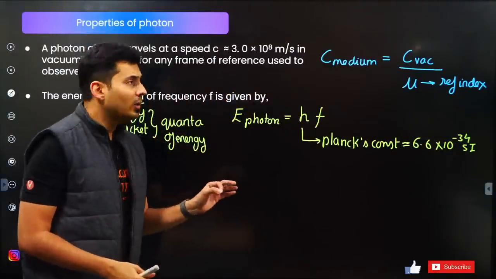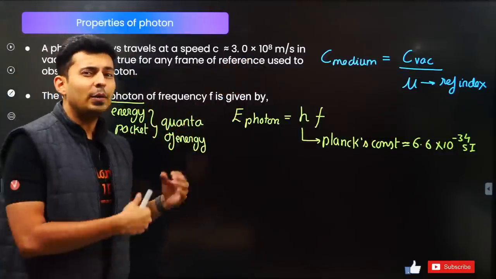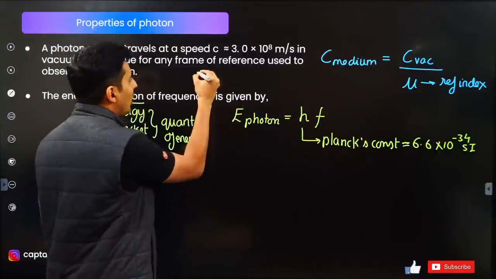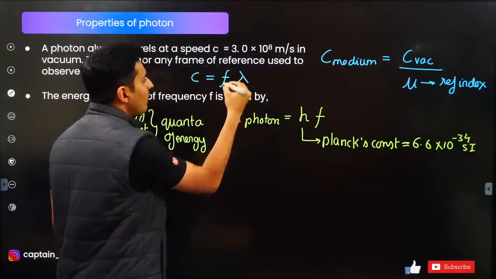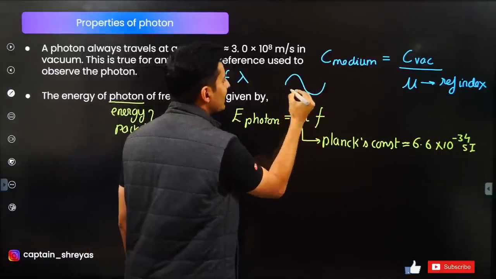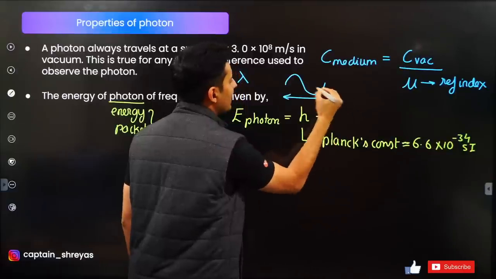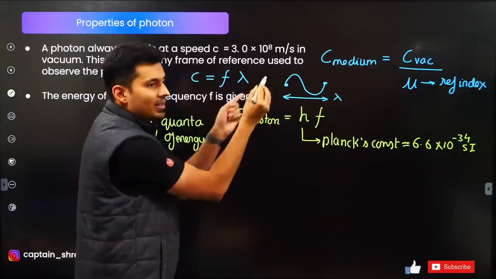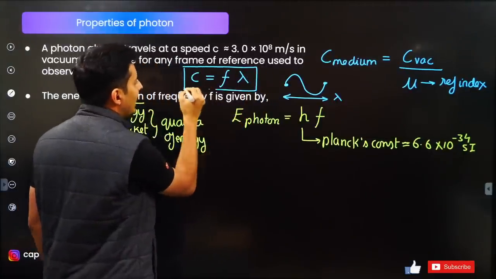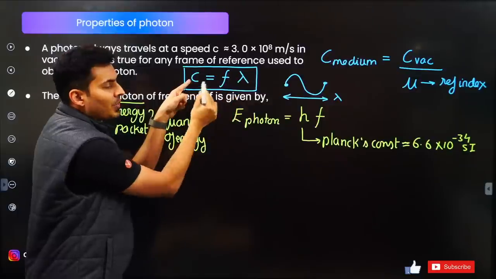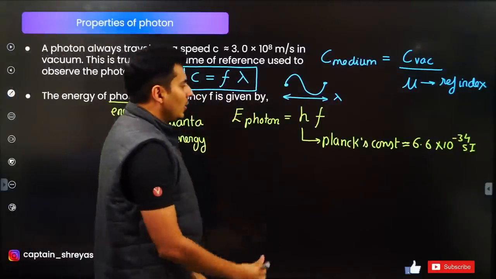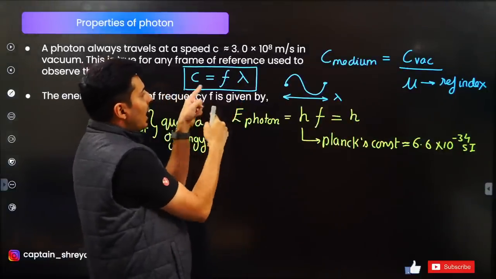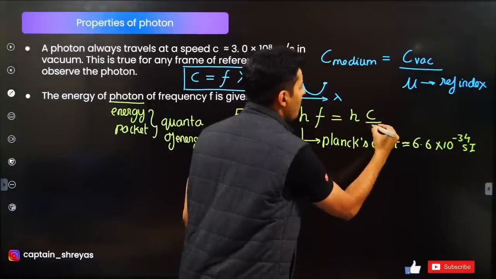Very good. But we all know that speed of light is also related to the wavelength and frequency. How? Observe. Speed of light is frequency into wavelength. This is one wavelength, from here to here is a wave. Speed of light c is frequency into wavelength. Everybody agrees with this. So can I say frequency is c by lambda? So can I not say this is also equal to c by lambda into h? So E equals hc by lambda.